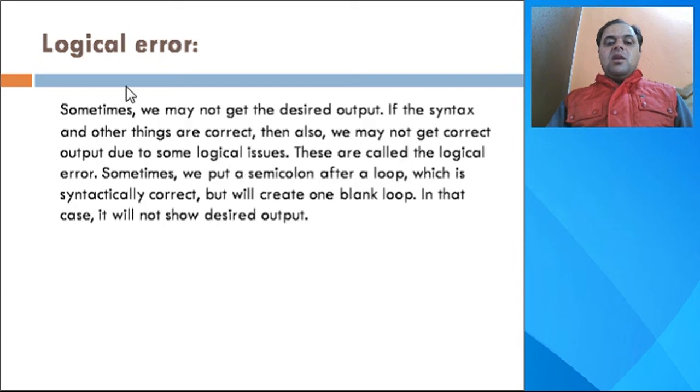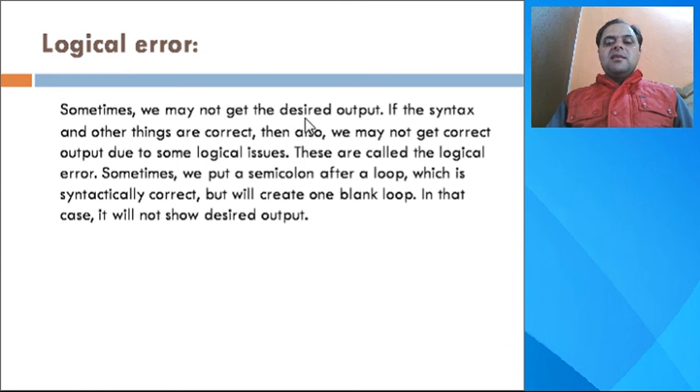Next is logical error. Logical error means there is nothing wrong in the syntax of a program, but the formula I have used is incorrect. For example, I have to calculate simple interest. The formula for simple interest is principal into rate into time divided by 100. But I have written principal into rate divided by 100. So I have not written the correct formula. These types of errors are called logical errors. The logic is not correct.